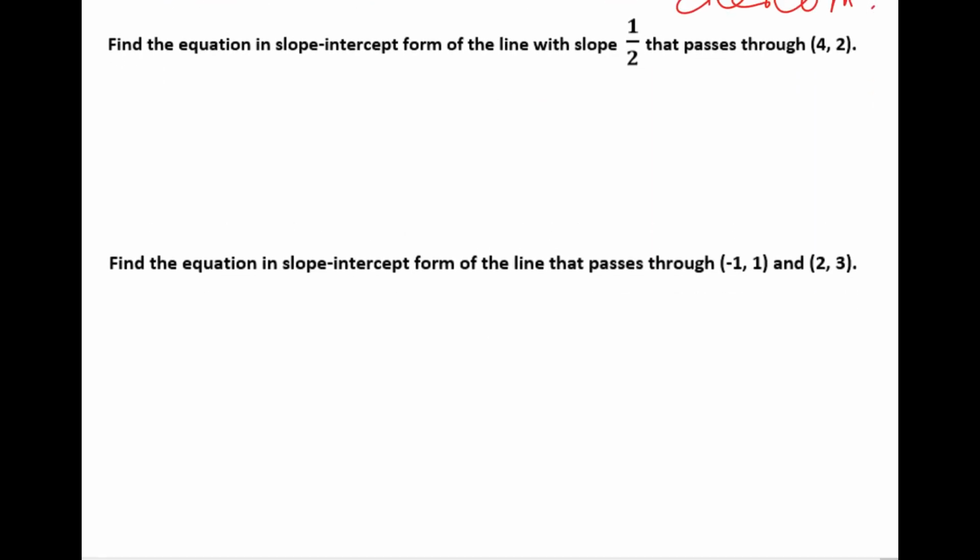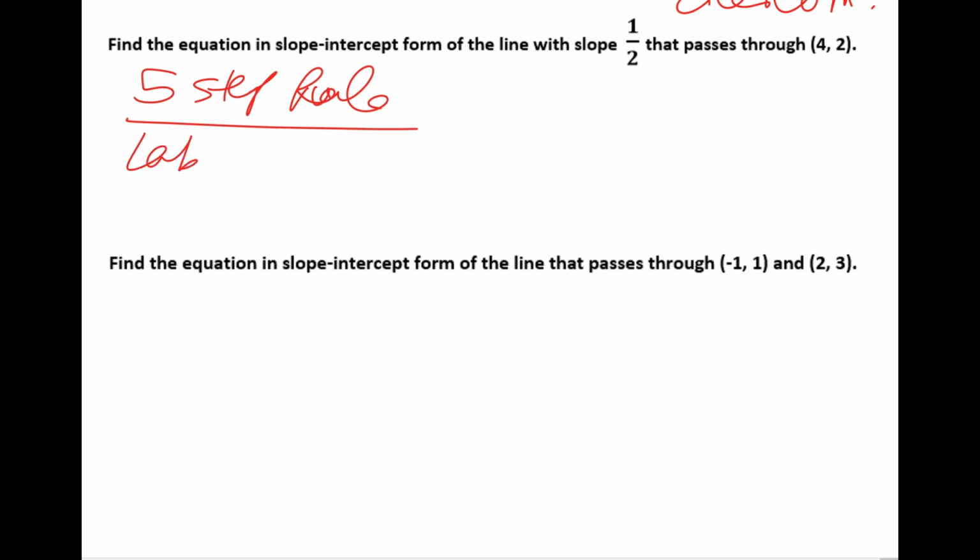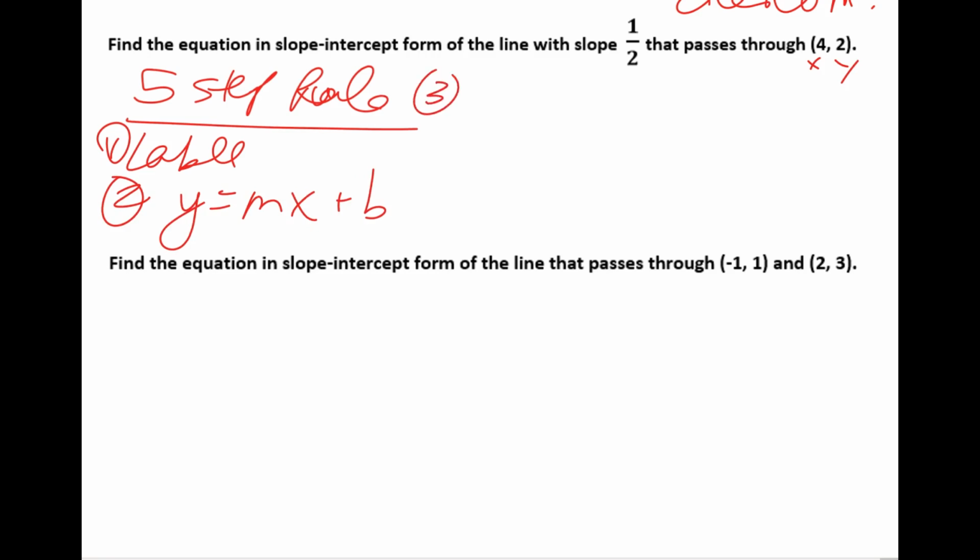Yeah, y'all, this one is right here. So this is the 5-step rule. Number 1, label x and y. Then number 2, we write y equals mx plus b. And then the third thing, we plug in.